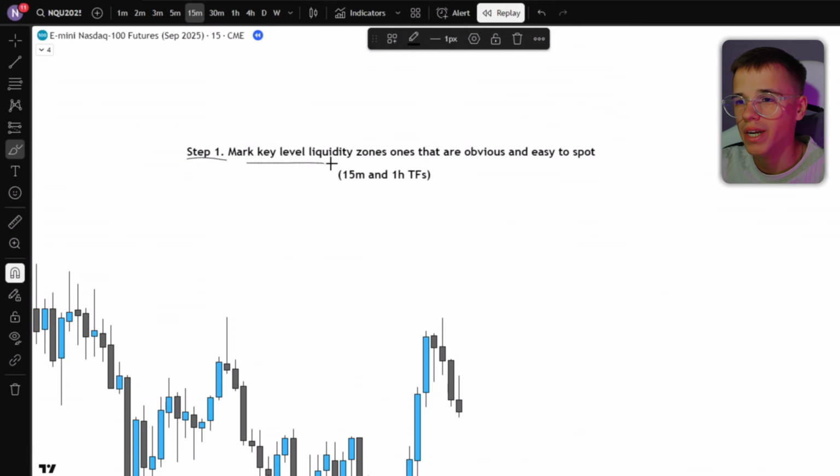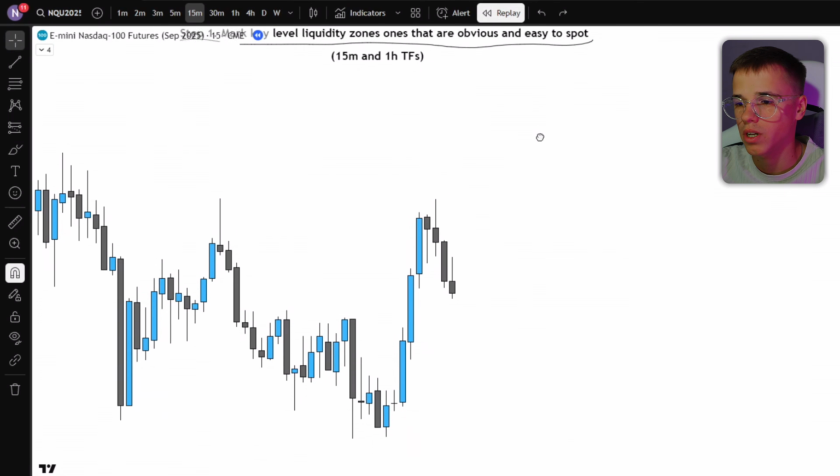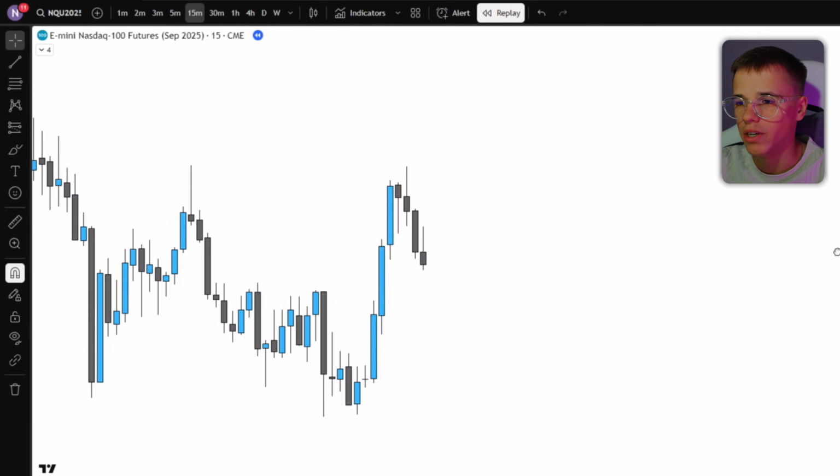Step number 1, mark out key liquidity zones, ones that are obvious and easy to spot. And we are going to do this on the 15-minute time frame and the 1 hour time frame. It's all up to personal preference, but let me show you what that looks like on the actual chart.